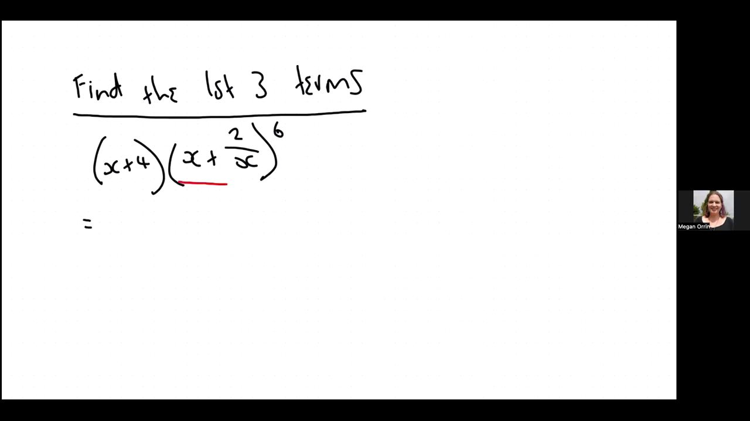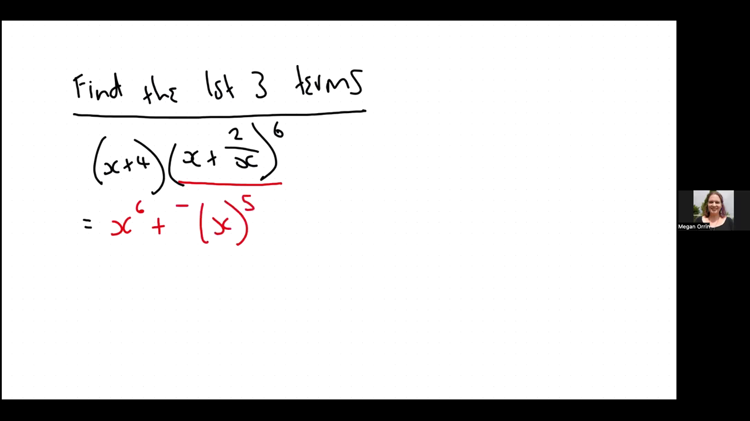So if I want the first three terms, what's my first term? X to the power of 6. What's my second term? Good. What's the coefficient? 6. Good. So I've got x to the power of 5. Actually, I'm going to slightly rewrite that. So then I've got 6x to the power of 5.